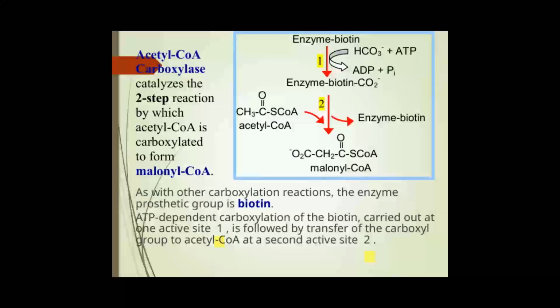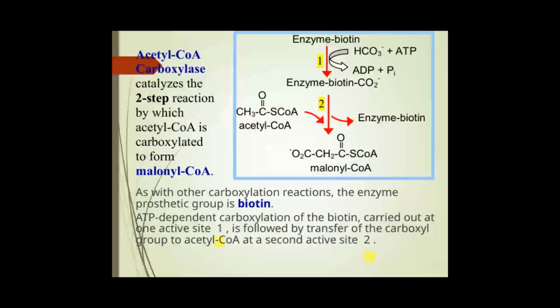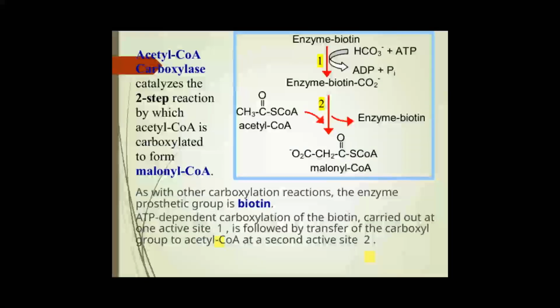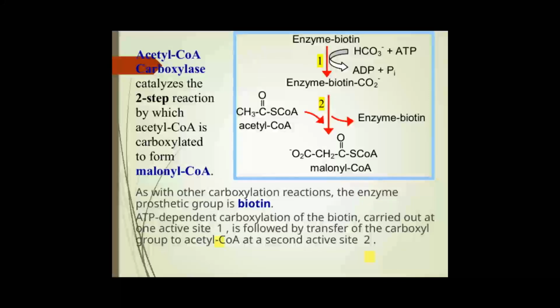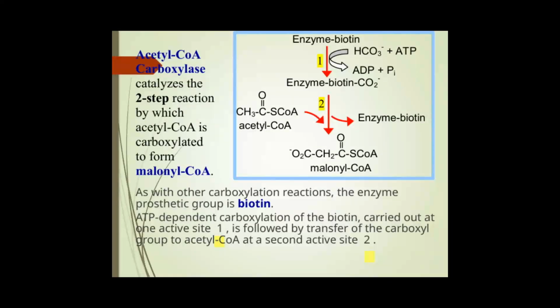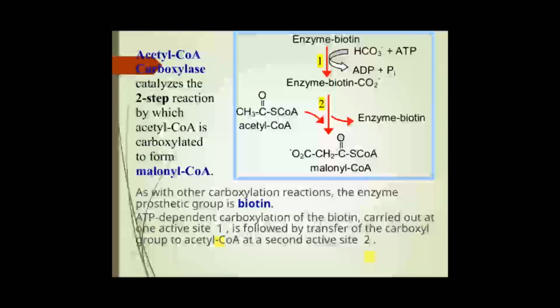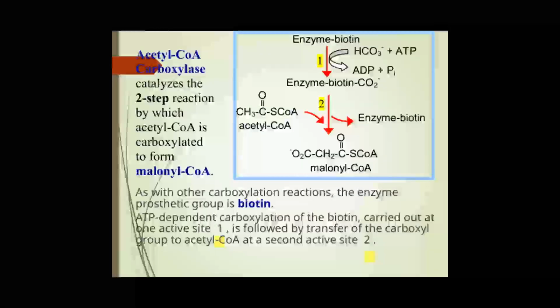Acetyl-CoA carboxylase is responsible for catalyzing a crucial 2-step reaction in fatty acid synthesis. In this process, acetyl-CoA is carboxylated to form malonyl-CoA, which is a key building block for fatty acids. Now, as with many other carboxylation reactions, the enzyme uses a biotin prosthetic group, which acts as a carrier for the carbon dioxide. The first step, which is ATP-dependent, involves the carboxylation of the biotin at a specific active site.